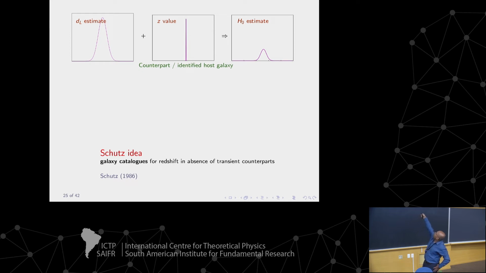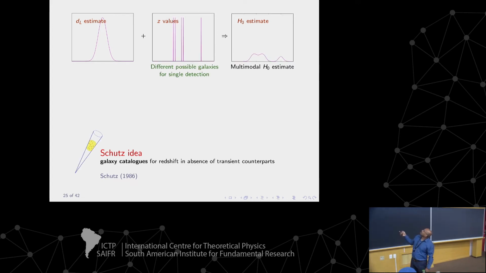This gives us a Hubble constant estimate, which is nice and unimodal. We are happy. However, suppose there was no counterpart. So one does not know the exact redshift. However, one knows roughly the region of the sky this event came from. So one can identify a set of galaxies within that sky patch given a certain set of priors.